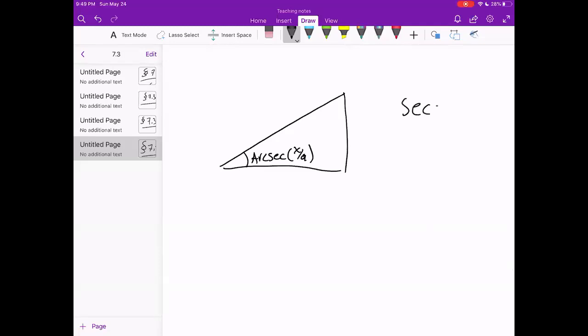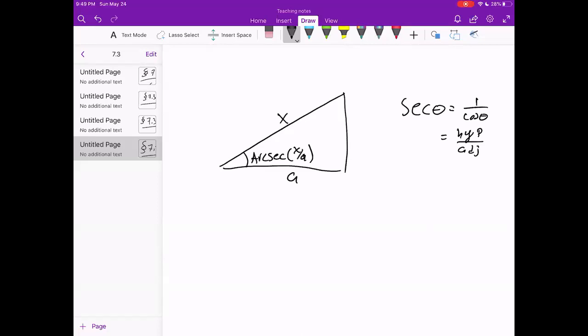Secant is 1 over cosine theta. Cosine is adjacent over hypotenuse. So secant theta is hypotenuse over adjacent. So that means if I want to get x over a out of this, I'm going to do that. Hypotenuse is x, the adjacent is a.